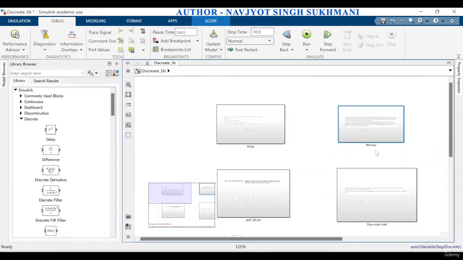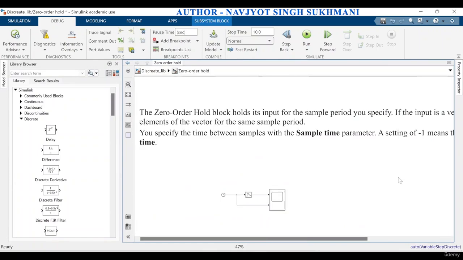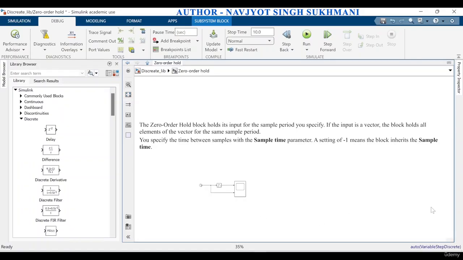Next block is the zero order hold. The zero order hold block holds its input for the sample period. If the input is a vector, the block holds all elements of the vector for the same sample period. We specify the time between samples with the sample time parameter, and a setting of -1 means that the block inherits the sample time.